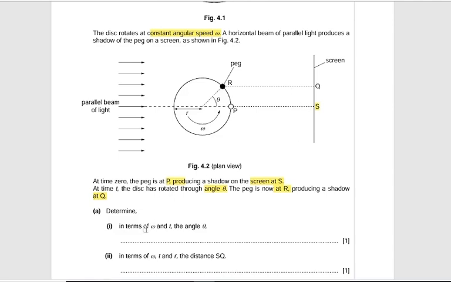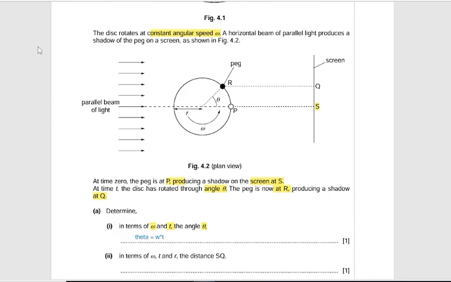A part says determine in terms of omega t and the angle theta. So we have to find the angle theta in terms of omega and t. One thing that we need to understand is this theta here is the distance traveled. So when we want to find distance, we know that distance is equal to speed into time. So theta in this case is equal to speed, which is omega, into time, which is t. Simple, that is it.